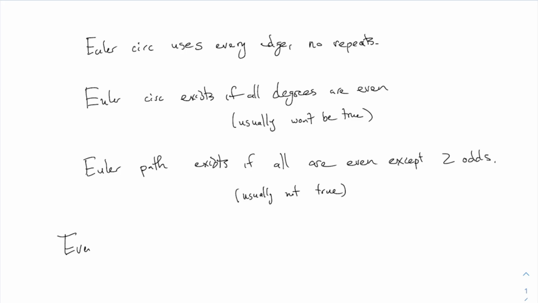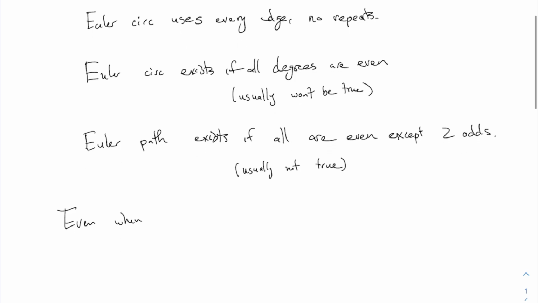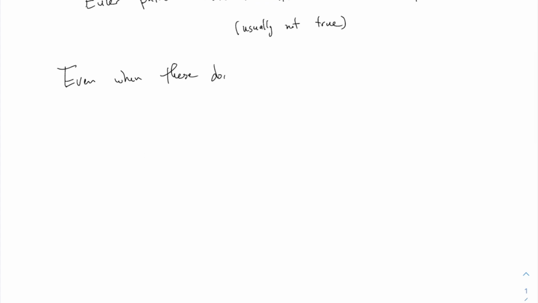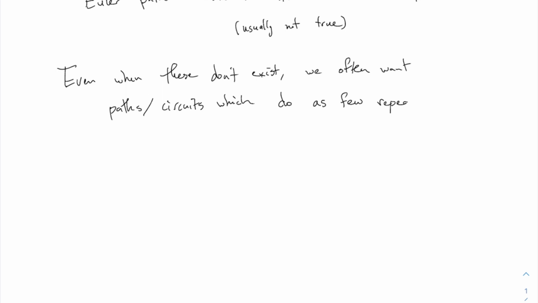Even when these don't exist, we often want paths and circuits which do as few repeats as possible, right? If you're in some kind of real world scenario where you want to do no repeats at all, that's usually not possible. So the natural thing to go for in that case would be, all right, we can't have no repeats, but can we have the minimum possible amount of duplications? And there's a name for that.